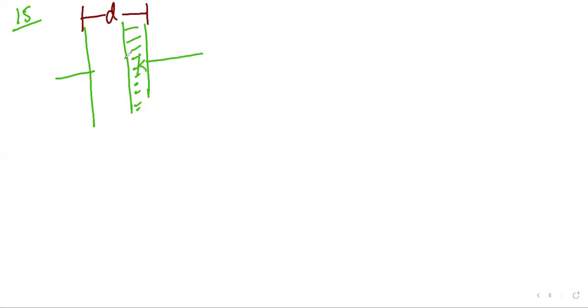A parallel plate capacitor having cross-sectional area A and separation D has air between the plates. Now a slab of the same area but thickness D by 2 is inserted between the plates, with dielectric constant 4. You have to find the ratio of the new capacitance. So there is a parallel plate capacitor, the dielectric constant K is given, the total distance is D, and this is D by 2.